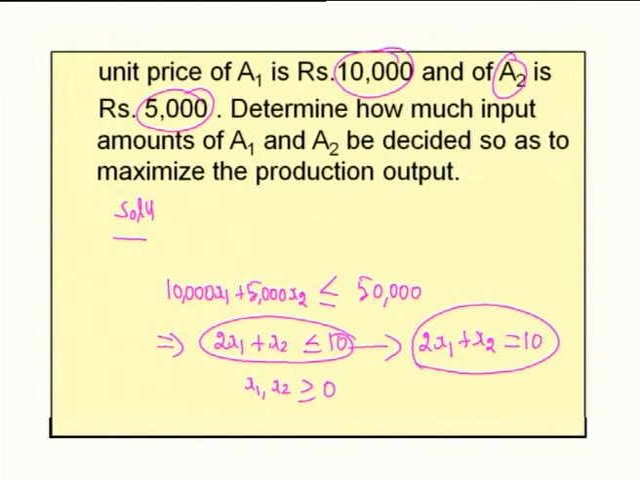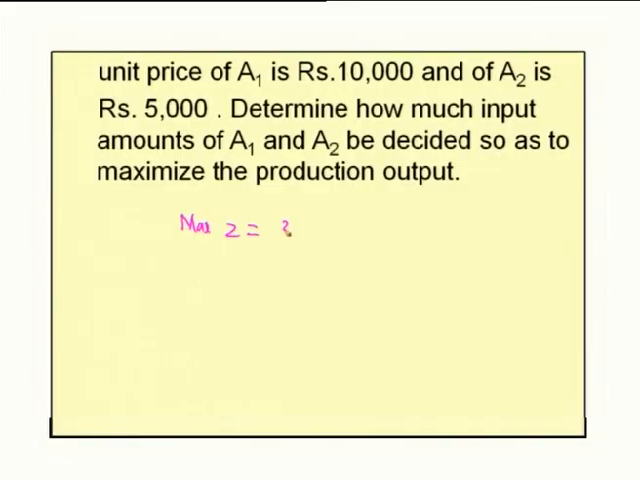Therefore, the given NLPP can be written as: maximize Z equal to 3.6 x1 minus 0.4 x1 squared plus 1.6 x2 minus 0.2 x2 squared.